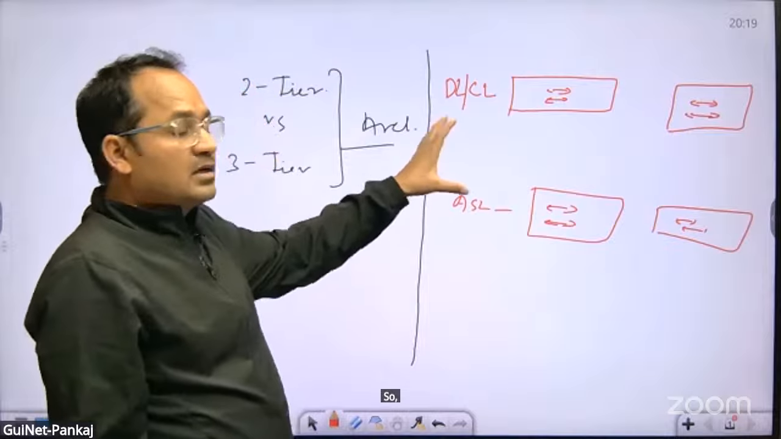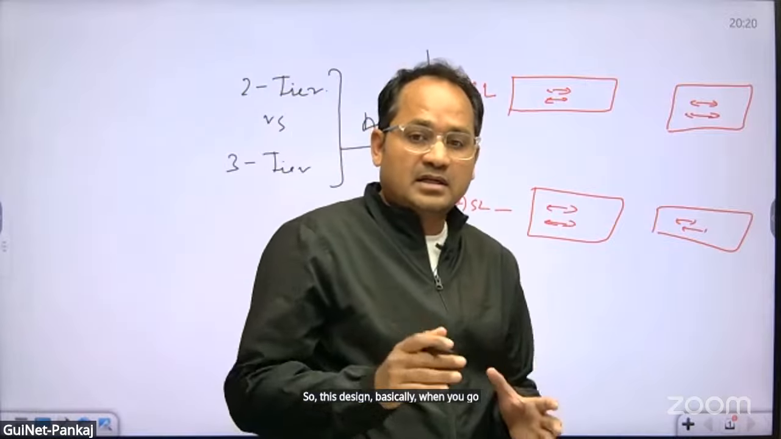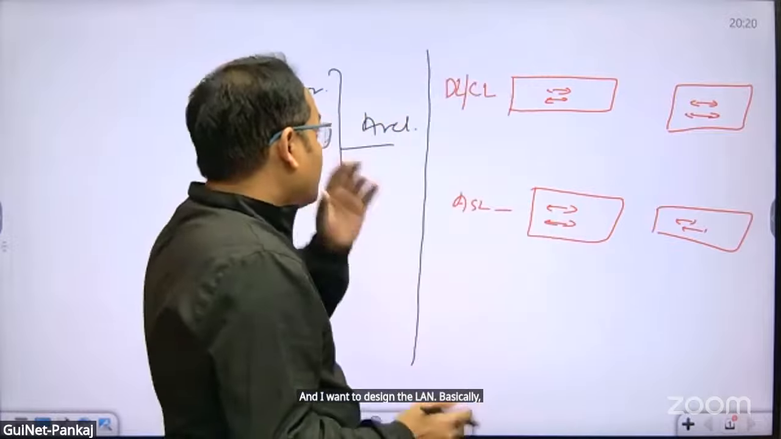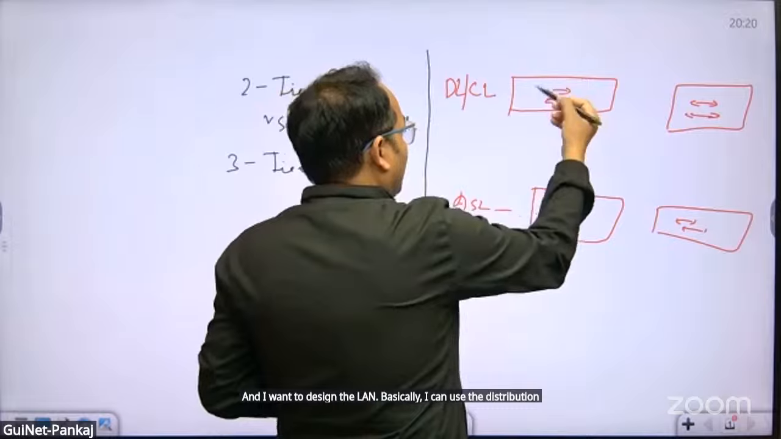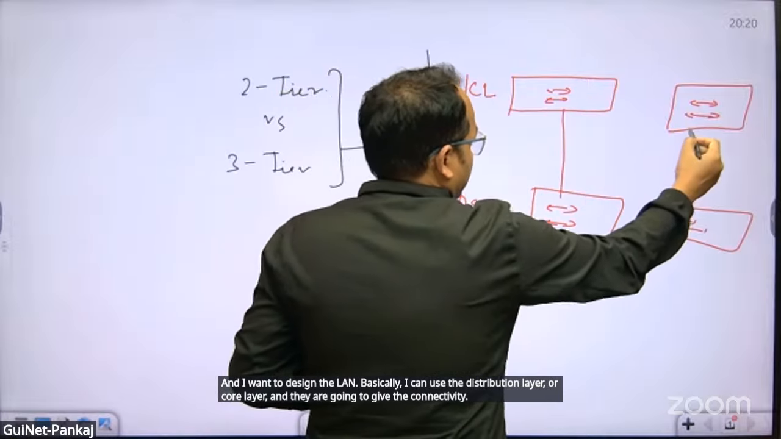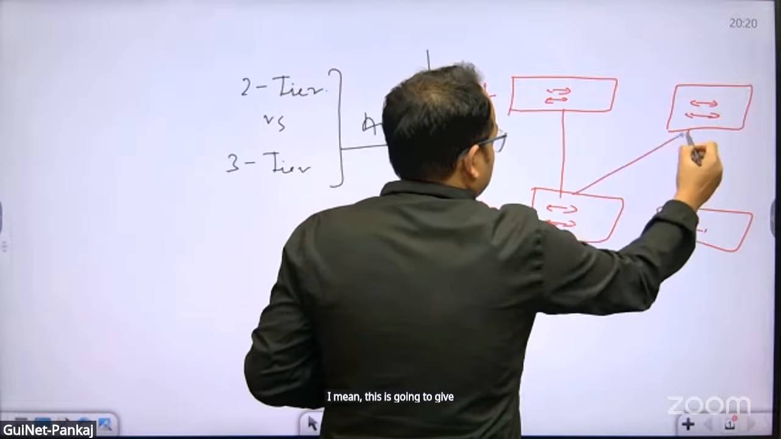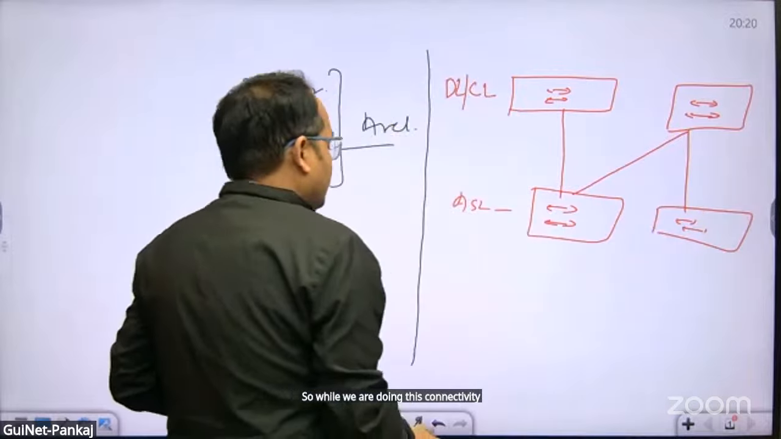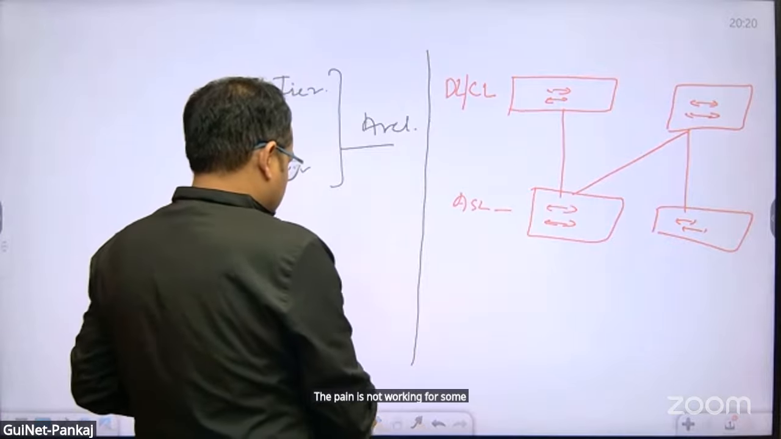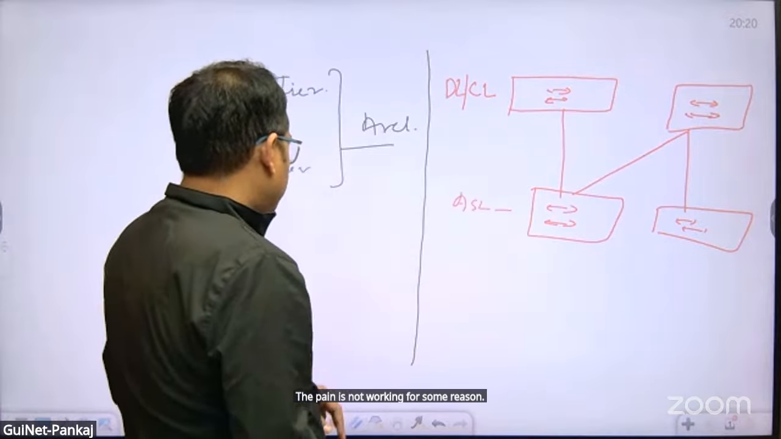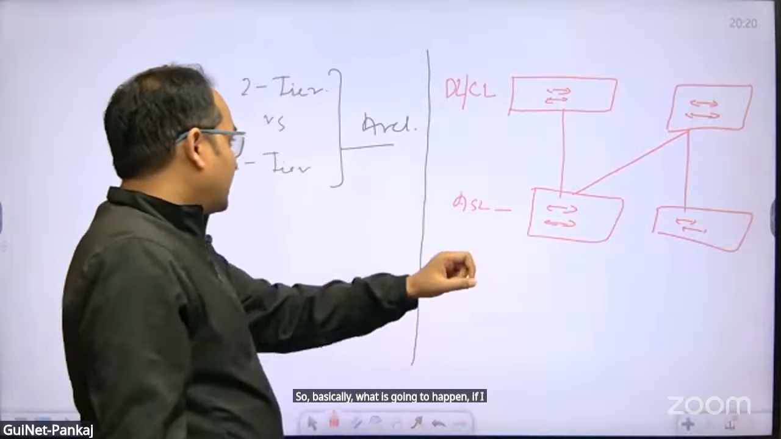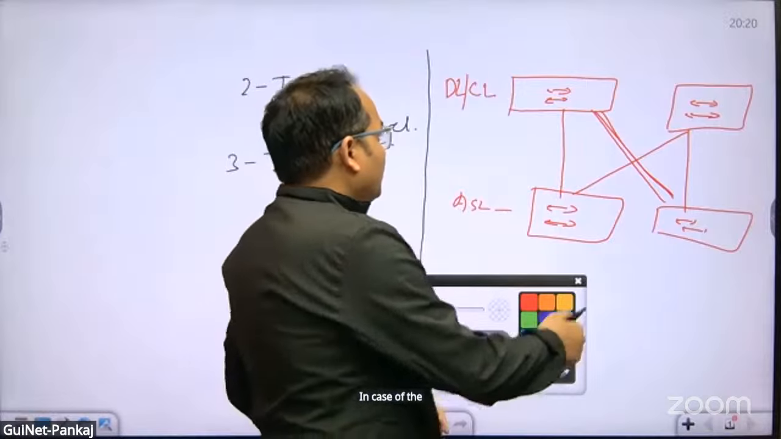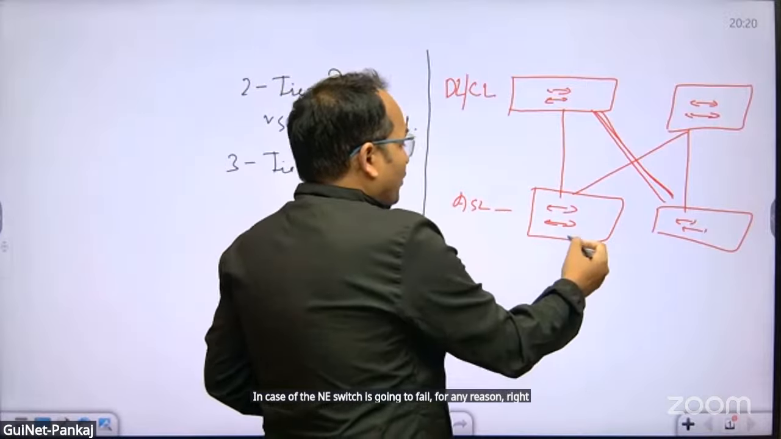With this design, when you go for the LAN design in offices, small offices, and I want to design the LAN, I can use the distribution layer or core layer and they are going to give the connectivity, like this one. So why are we doing this connectivity? The pen is not working for some reason. What is going to happen if I make the connectivity in this particular distribution layer or core layer? In case any switch is going to fail for any reason, we have the redundancy.